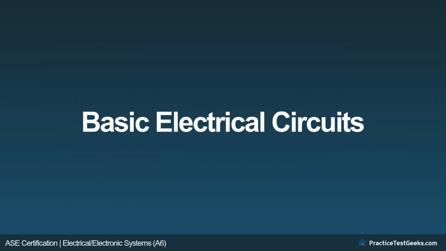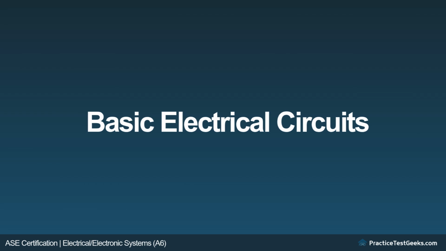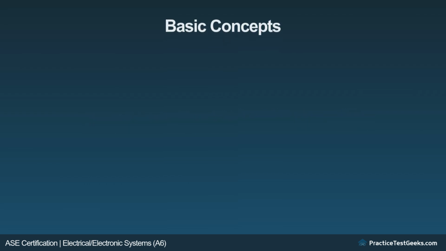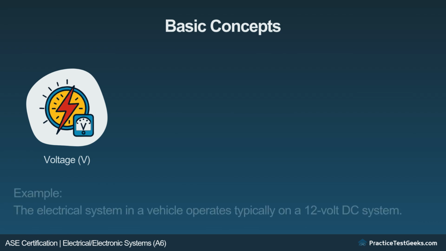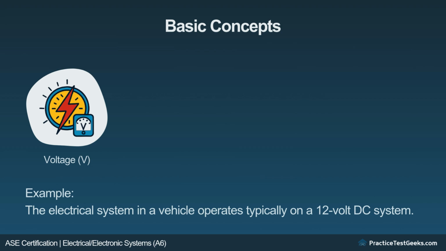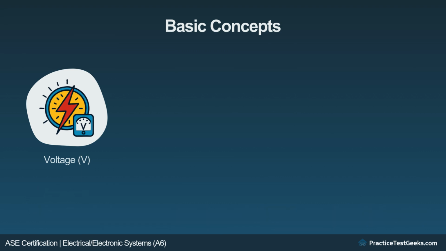An electrical circuit is a pathway through which electricity flows to power various vehicle systems. Understanding how these circuits function is fundamental for diagnosing electrical issues. Basic concepts. Voltage. Voltage, or electrical potential difference, is the force that pushes electric current through a circuit. It is measured in volts. Example: the electrical system in a vehicle typically operates on a 12-volt DC system.